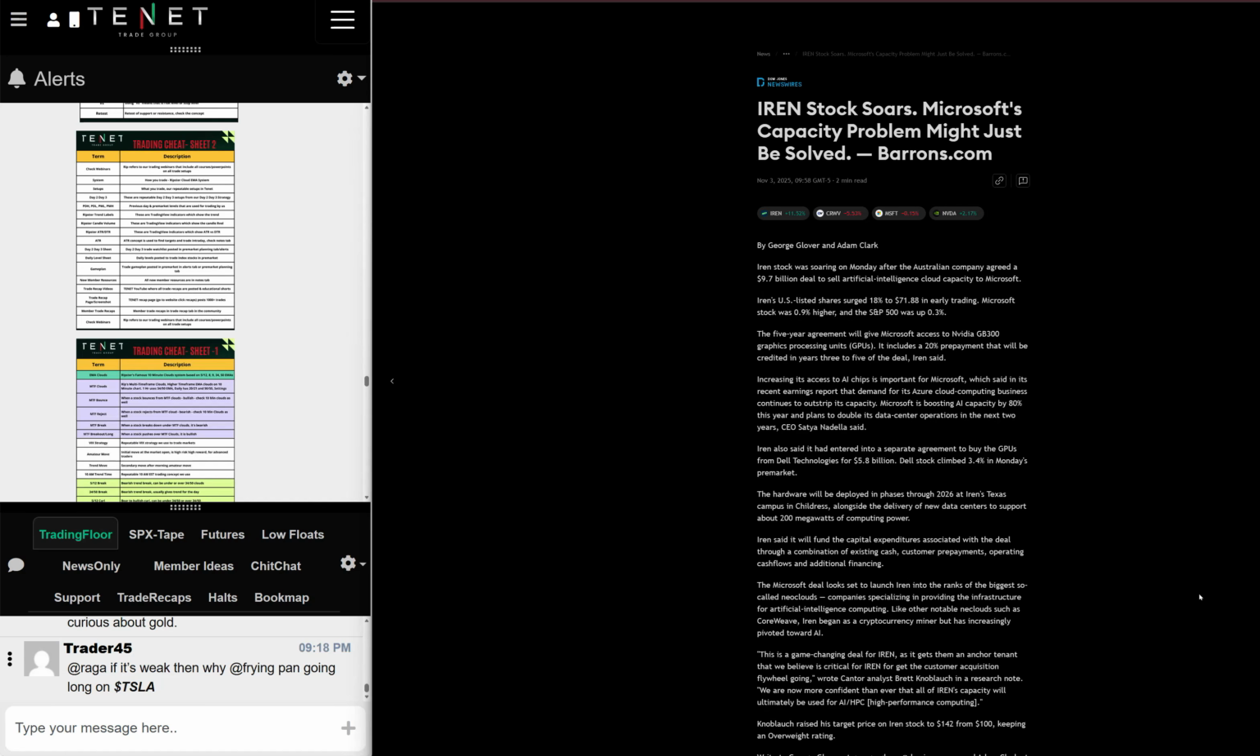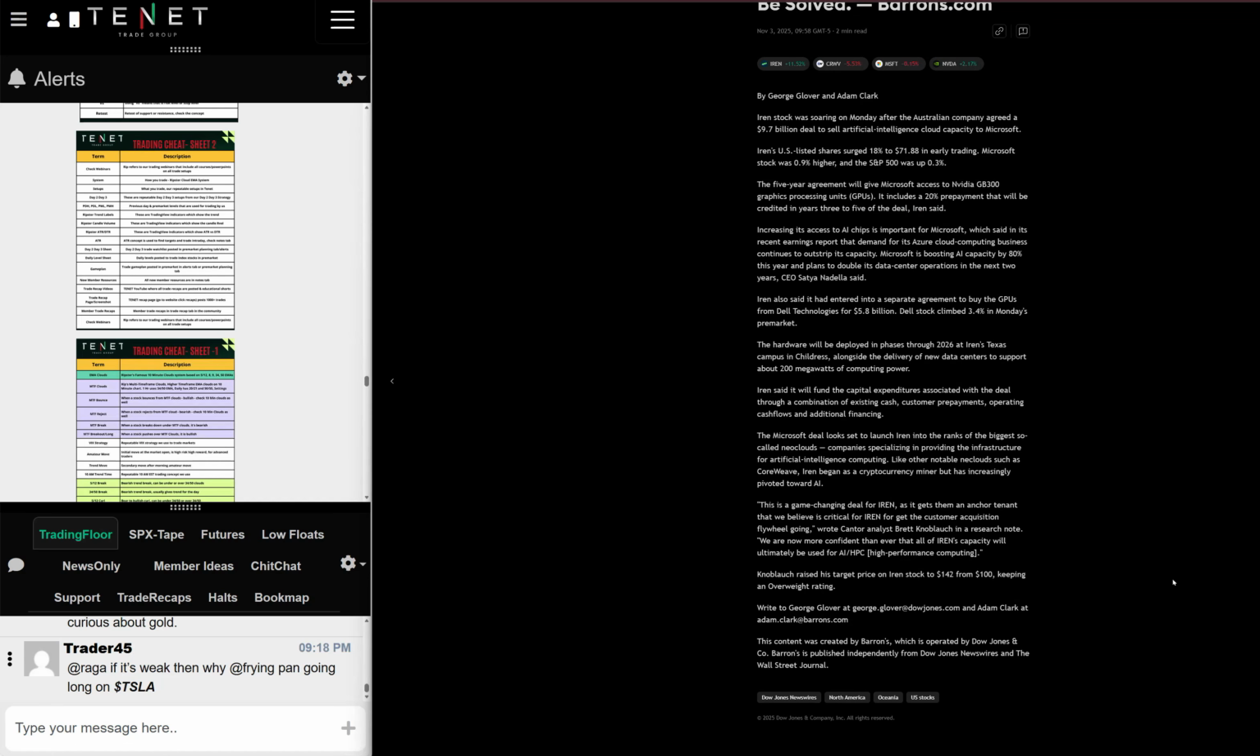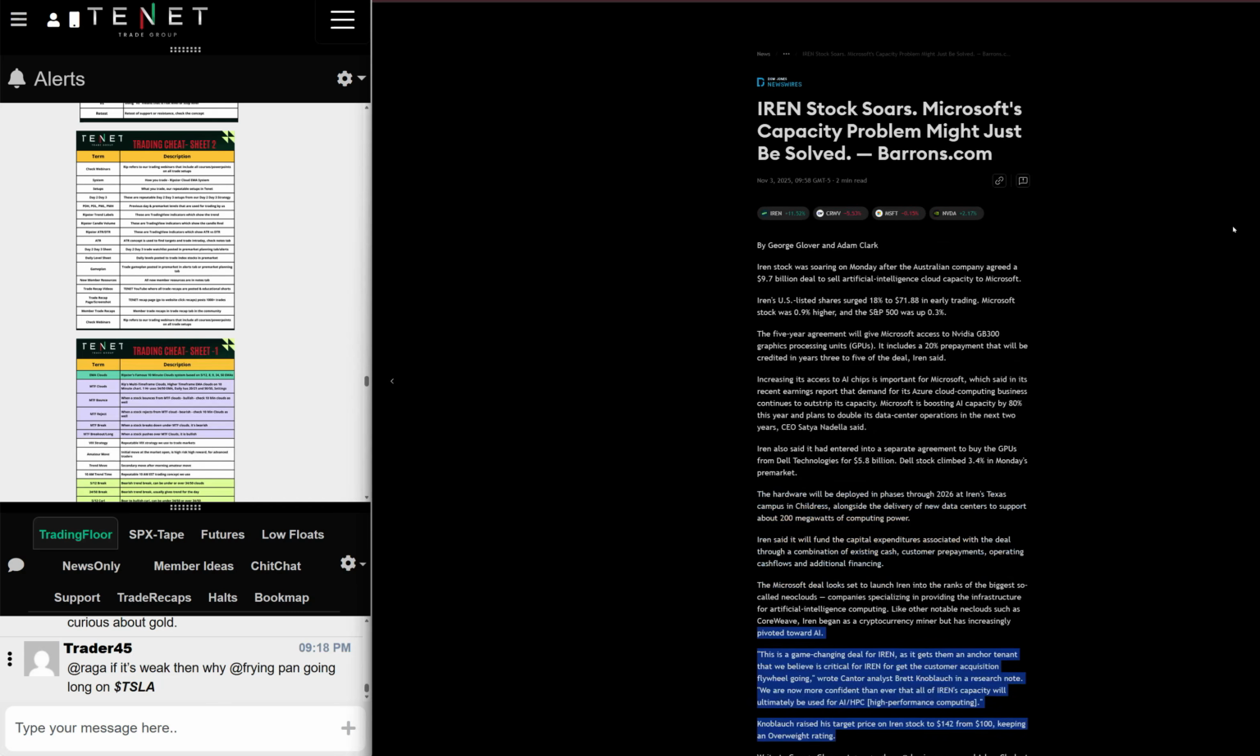IREN sells its cloud capacity, provides the clouds for the artificial intelligence cloud servers to other companies, and that's why it has been a big winner this year. It is part of the big ecosystem of AI infrastructure, because the company provides the infrastructure for artificial intelligence computing. So like, we have CoreWeave, and then we have IREN as well. Similar kind of companies. So now you understand what this company does and why it's a great investment name this year.